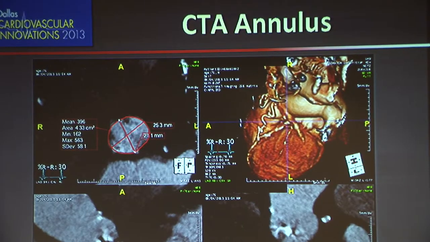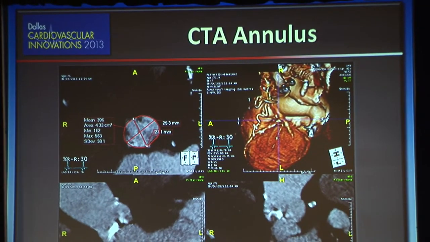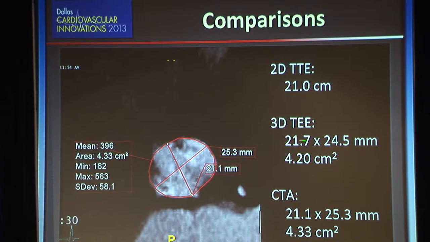And then we do a CT in this patient. So all three of these, the 2D, the 3D, and the CT, are all the same patient here. We've gone through, we've made the measurement, and we have the CT imaging. So if we look at all three, from the transthoracic, we have 21 millimeters. The 3DTE, we have a maximum and minimum diameter.